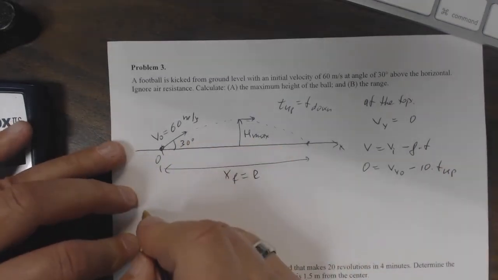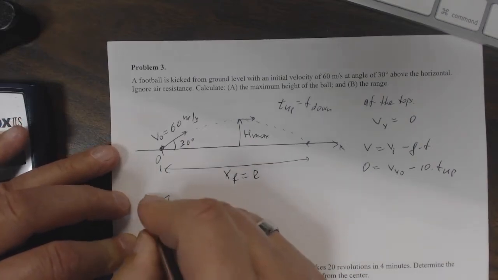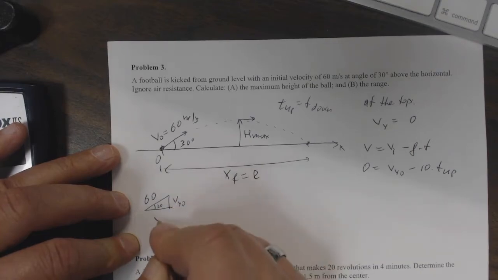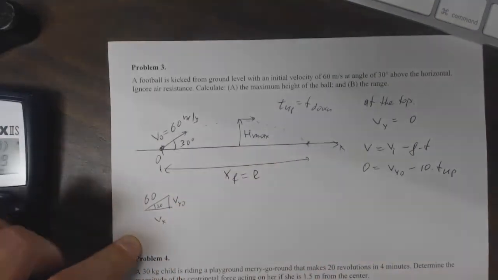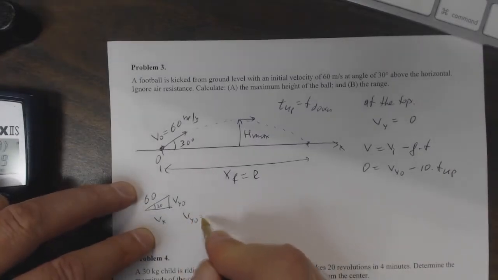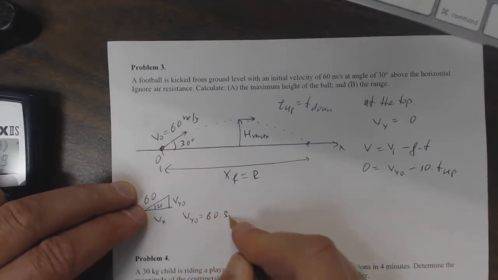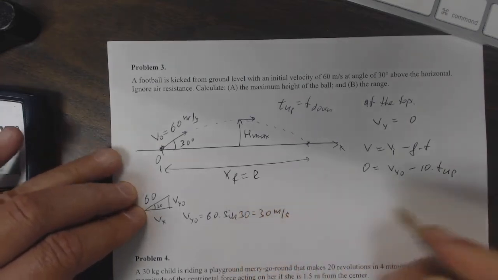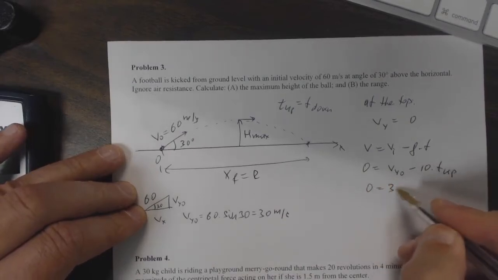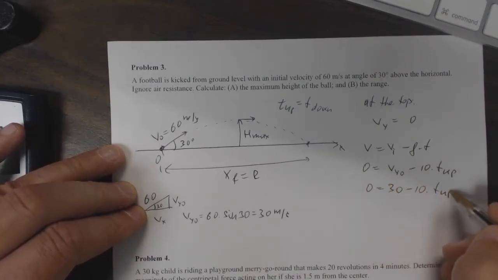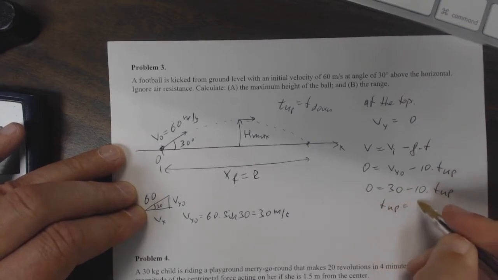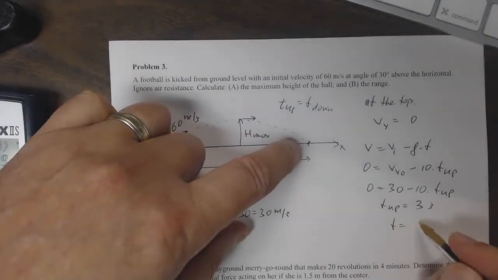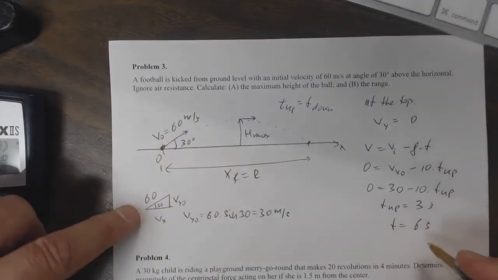And we can use this triangle, 60, 30, vy initial, vx, which is constant. So vy initial should be equal to hypotenuse times sine of 30, which is 30 meters per second. So 0 equals 30 minus 10 times time up. Time up equals 3 seconds. 3 seconds up, 3 seconds down. Total time is 6 seconds.